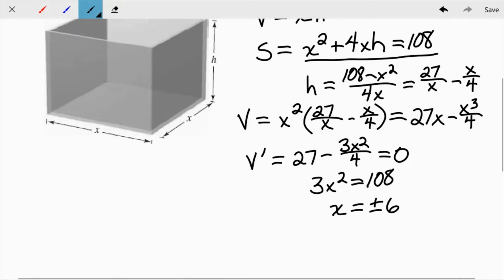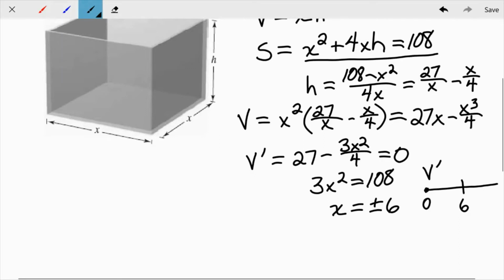I'm going to do a sign chart just to verify that I'm getting a maximum like I'm expecting. But here's my sign chart, and I'm only going to test around 6. So really I'm thinking between 0 and 6, and if you even wanted to put an endpoint on here, you could.